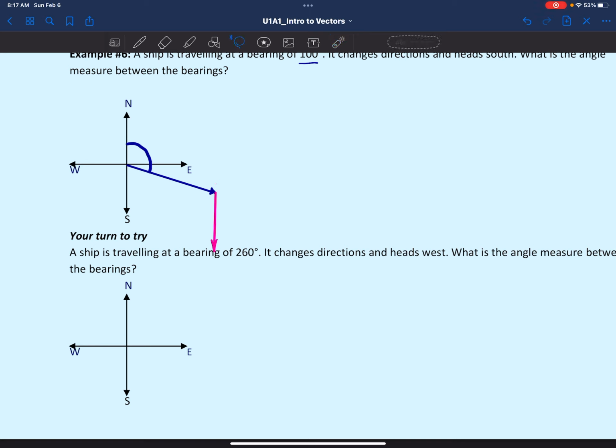So remember that we have to place the vectors tail to tail. So we take this vector right here. So now the angle between the two bearings, remember this is 100 degrees, right? So the angle between the two bearings will be this angle, right? How many degrees is this? Well, this whole thing is 180. You take away 100, so that would be 80 degrees. So in this case, we're going to say that the angle between the two bearings is 80 degrees.